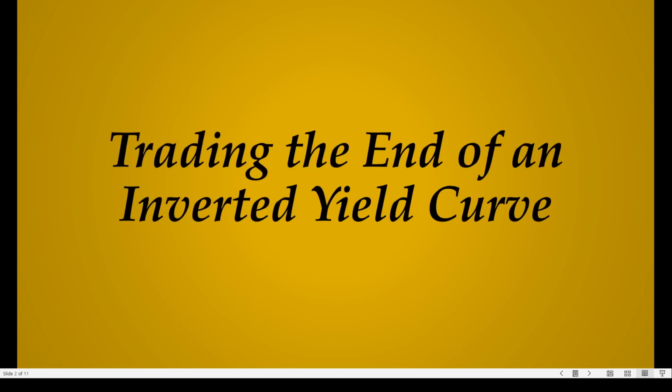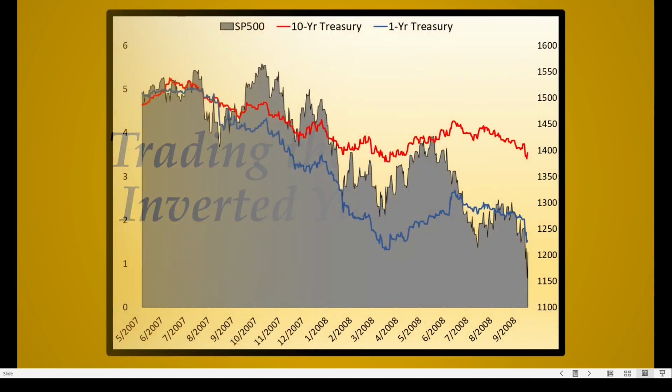Welcome back. Well, one of the biggest pieces of news in financial markets over the past couple of years has been the emergence of the inverted bond market, the inverted yield curve. What we're going to talk about today is how to trade the end of that yield curve.